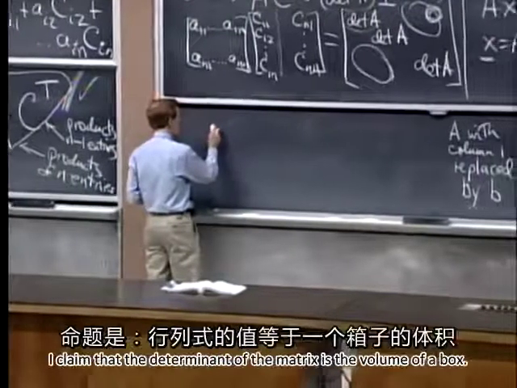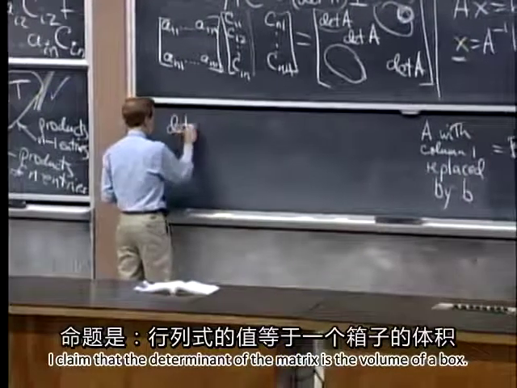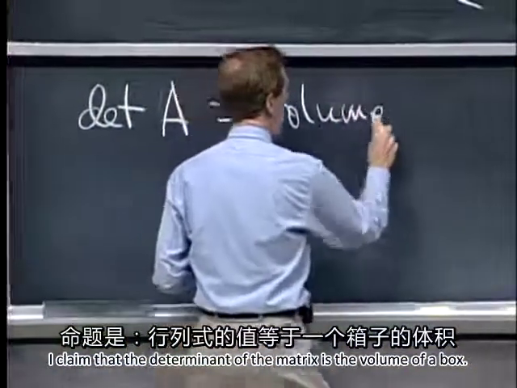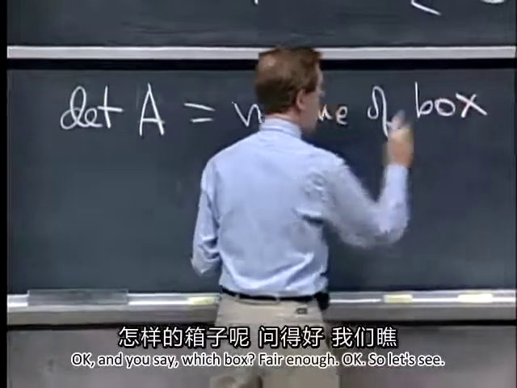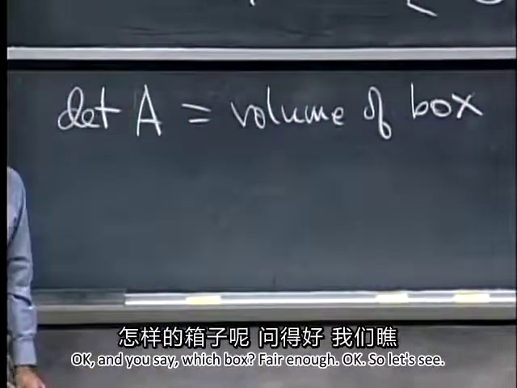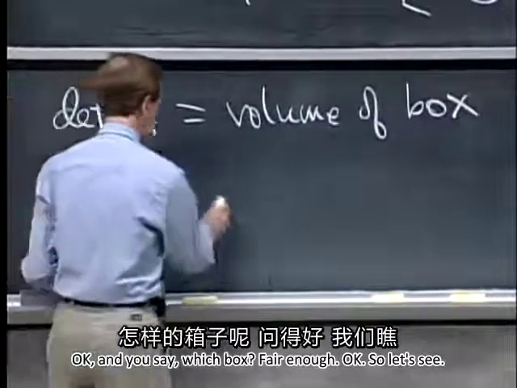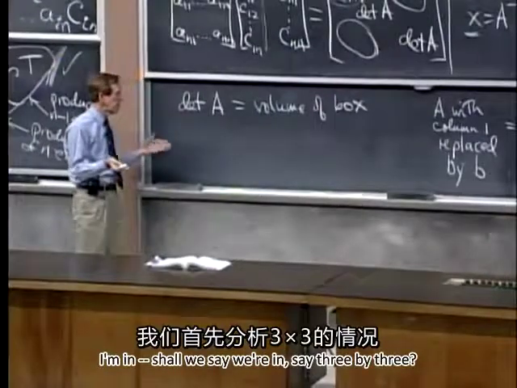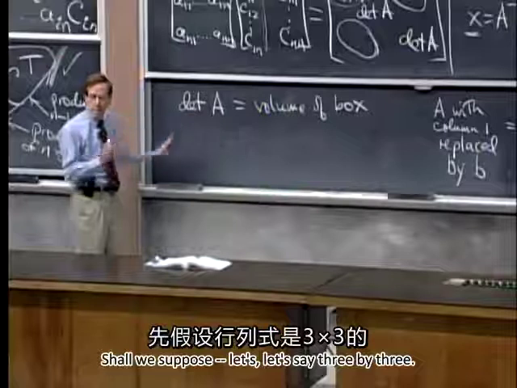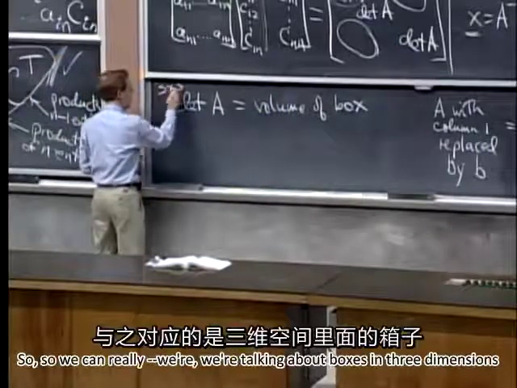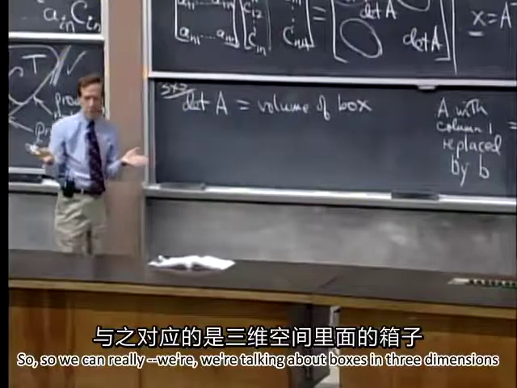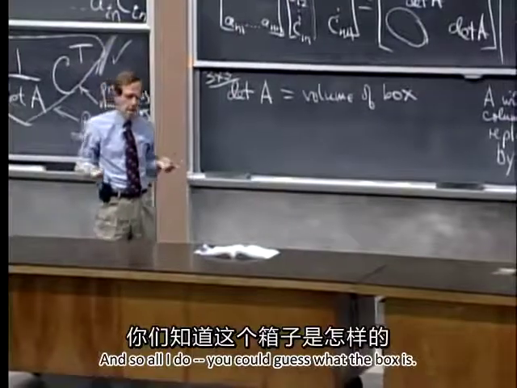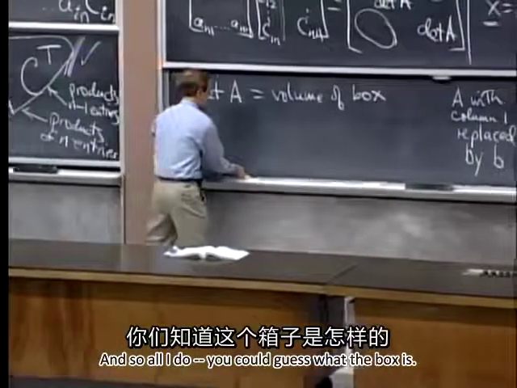I claim that the determinant of the matrix is the volume of a box. Okay, and you say, which box? Fair enough. Let's see. Shall we suppose we're in 3 by 3, so we're talking about boxes in 3 dimensions and 3 by 3 matrices. And so all I do, you could guess what the box is.